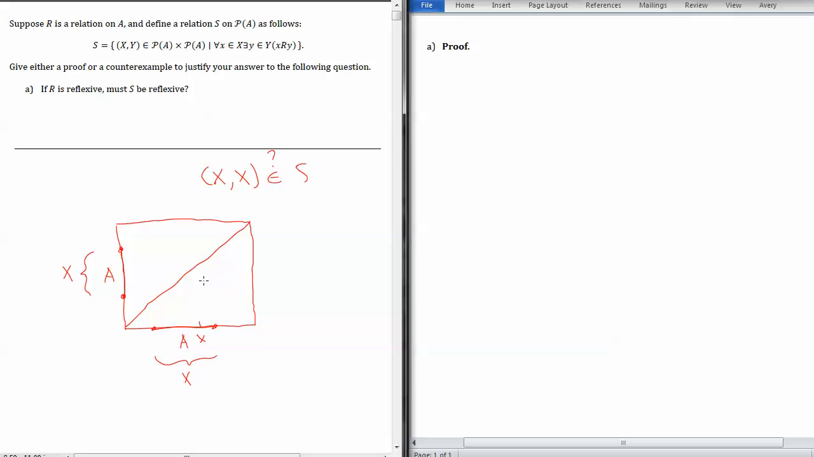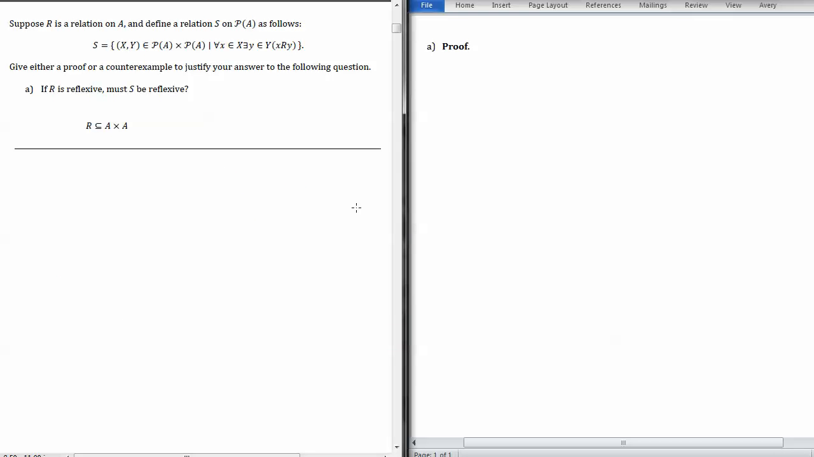And sure enough, there does, because here we have this point which is in R, which corresponded to taking the same little x as the second coordinate. Okay, so we're using precisely the fact that little (x, x) is in big R to get that big (X, X) is in S. Okay, so it seems like it's true. It seems like S is reflexive. Let's try and work out the logic just to make sure.